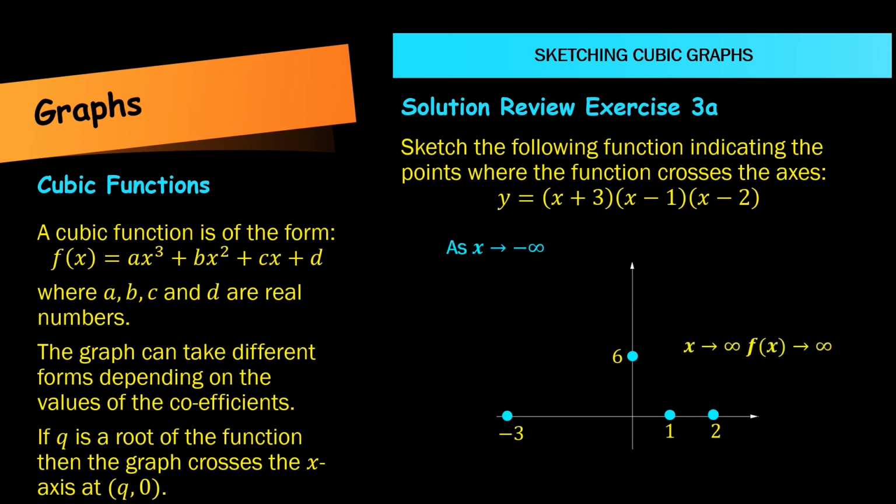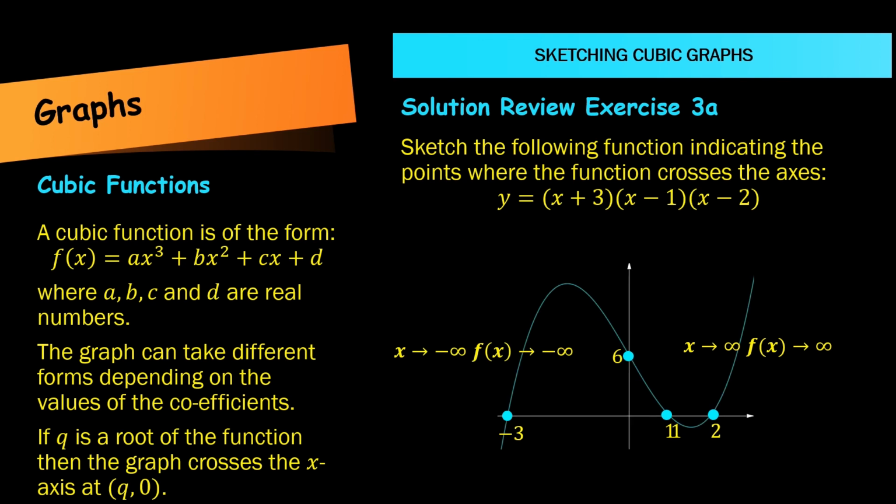What happens when x tends to minus infinity? x plus 3 tends to minus infinity, so does x minus 1, and so does x minus 2. So the three expressions multiplied by each other tend to minus infinity. So f(x) tends to minus infinity. So our curve is going to look something like this.